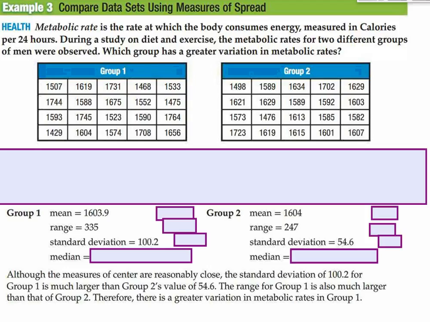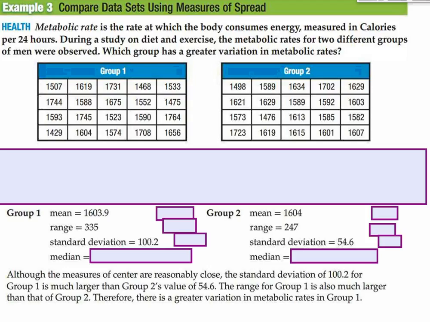So when you just glanced at these lists, could you tell which one was more spread out than the other? No. I had a sense that their means were probably close, right? Just because they're all in the 15s, 14s, 16s hundreds, and things like that. But the standard deviation of this group 2 is much smaller.